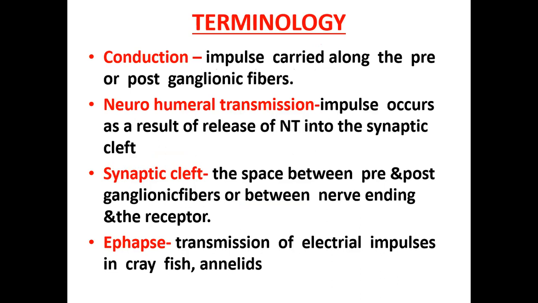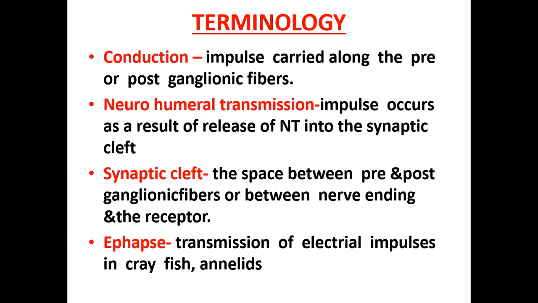And what is neurohumoral transmission? It is an impulse which occurs as a result of the release of neurotransmitter into the synaptic cleft. So an impulse generated as a result of the release of neurotransmitter in the synaptic cleft is called neurohumoral transmission. What is this synaptic cleft? The synaptic cleft is the space between the pre and the postganglionic fibers, or between the nerve ending and the receptor.